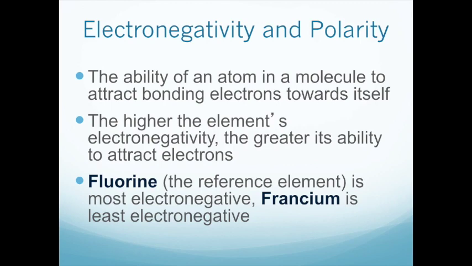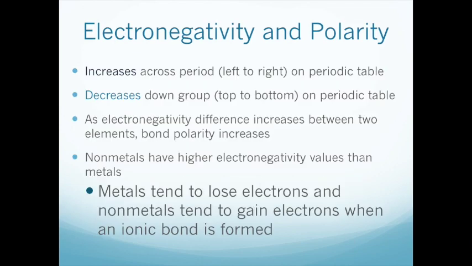Francium, which is on the opposite bottom corner, is the least electronegative atom. Electronegativity generally increases across a period from left to right on the periodic table and decreases down a group from top to bottom on a periodic table. And as the electronegativity difference increases between 2 elements, so too does the bond polarity. In general, nonmetals have higher electronegativity values than metals because metals tend to lose electrons and nonmetals tend to gain electrons when an ionic bond is formed.